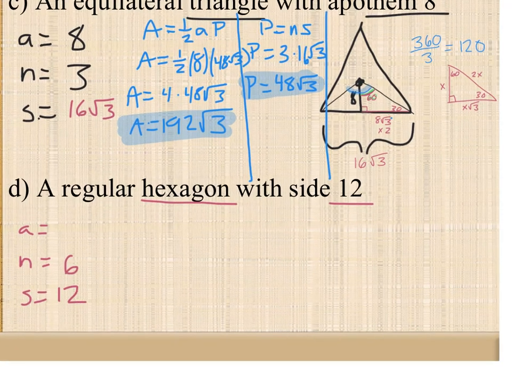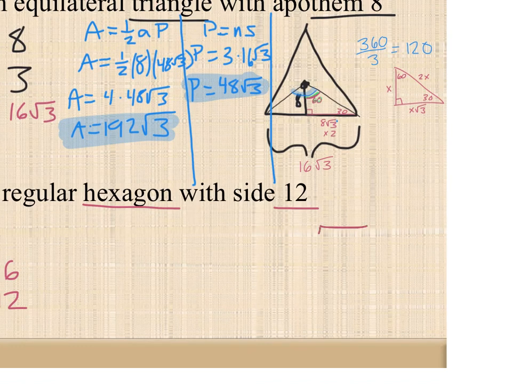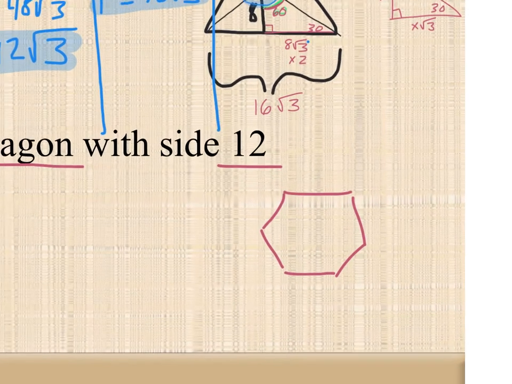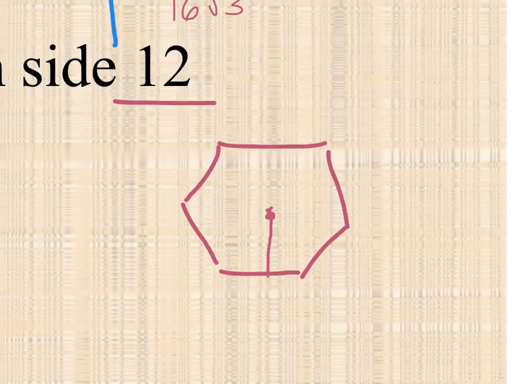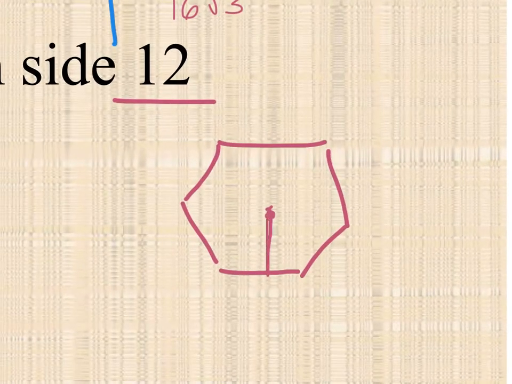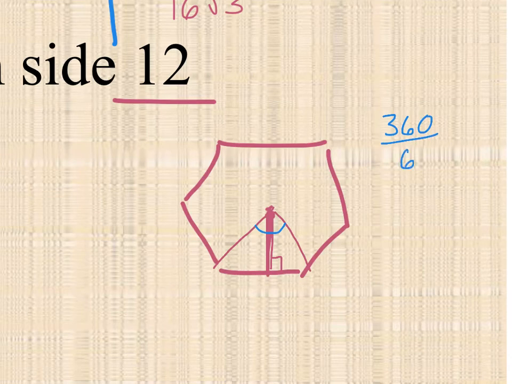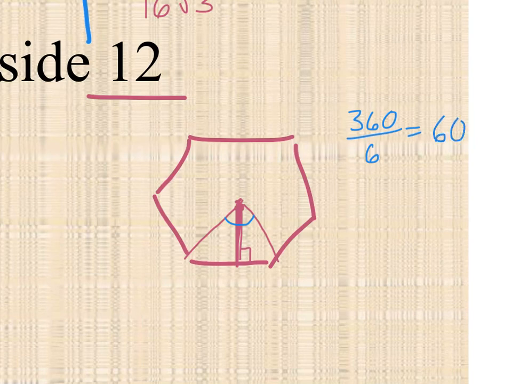So let's draw our hexagon on the side over here. So we need a shape with 6 sides. If we have a point in the middle, our line here is our apothem because it's perpendicular to the side. And then we have our central angle here. So we need to find the measure of our central angle. So we do 360 divided by 6, because this has 6 sides, which gives us 60 degrees.